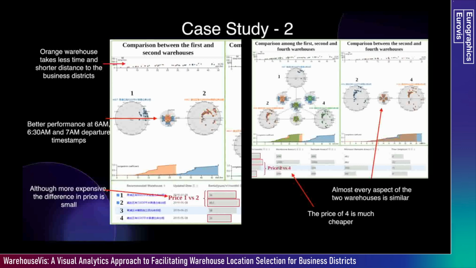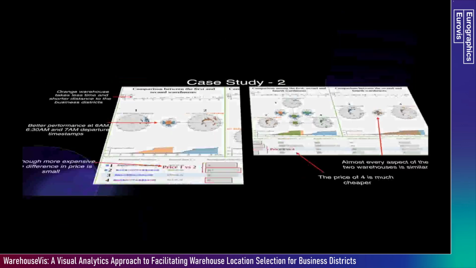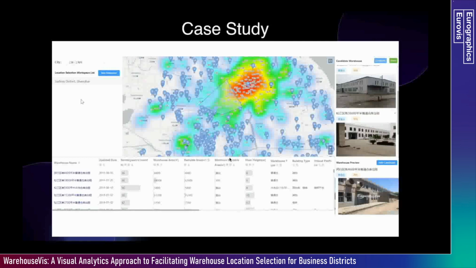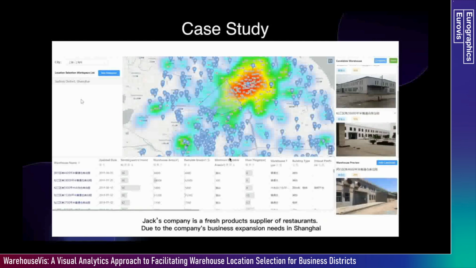However, he finds that the second and the fourth warehouse are similar, and he compares them. He identifies that almost every aspect of the two warehouses is similar, and he turned to the ranking view for more details. He found that although the area of the fourth warehouse is less than the second one, the price is much cheaper, which also meets his requirements. He then changed his mind and chose the fourth one as the best candidate. We use a video to demonstrate the process of the case study.